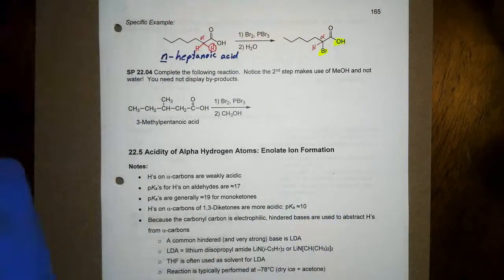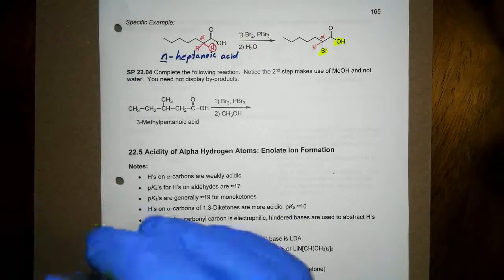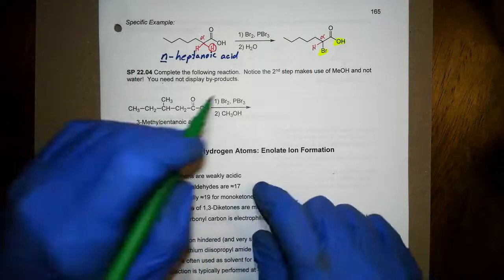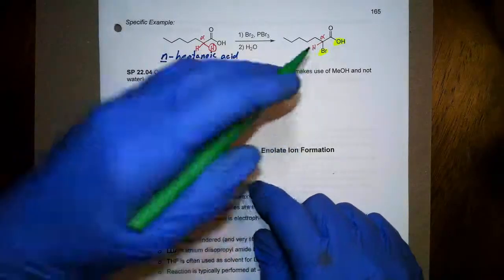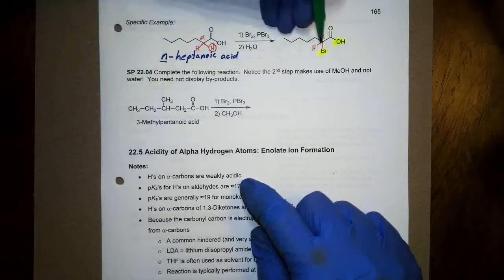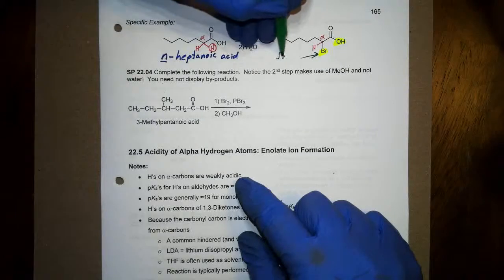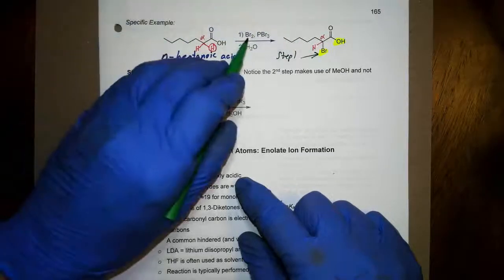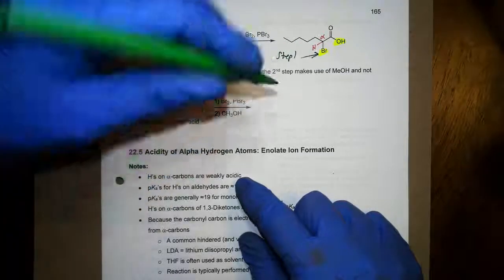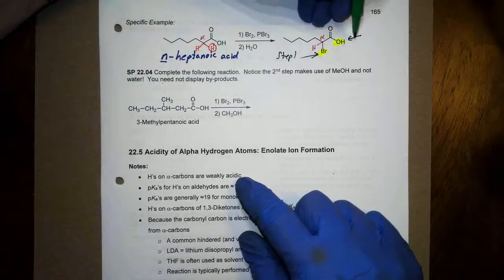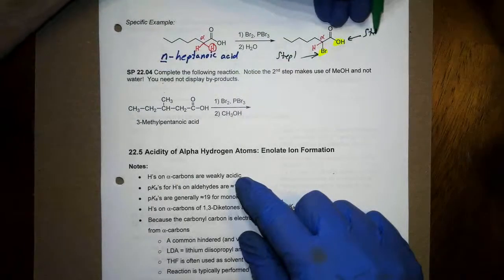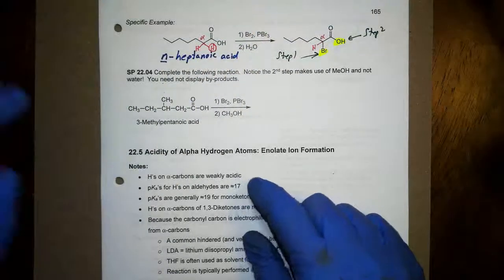So let's just find out and label what happened here. This would be basically 2-bromoheptanoic acid. So where did that bromine come from? It came from step 1, when you added the Br2, PBr3. And where did that OH come from? From step 2, when you added water.